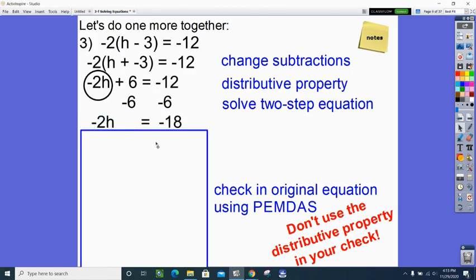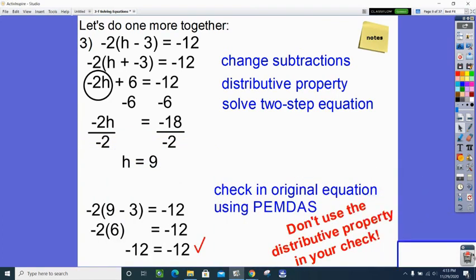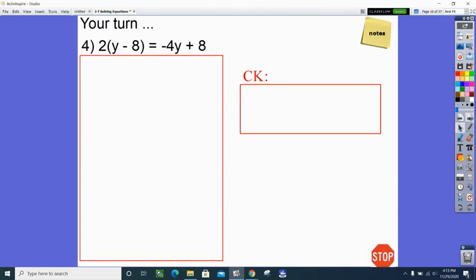And then you should have divided by negative 2. Don't cut that arm off the number. And your final answer should have been positive 9. When you did the check, the 9 goes back in the original, and there should be no distributive property in the check, okay? You're going to do order of operations, parenthesis. 9 minus 3 is easy. It's 6. And then negative 2 times 6 shows us that 9 is the answer. Remember, no distributive property in the check.